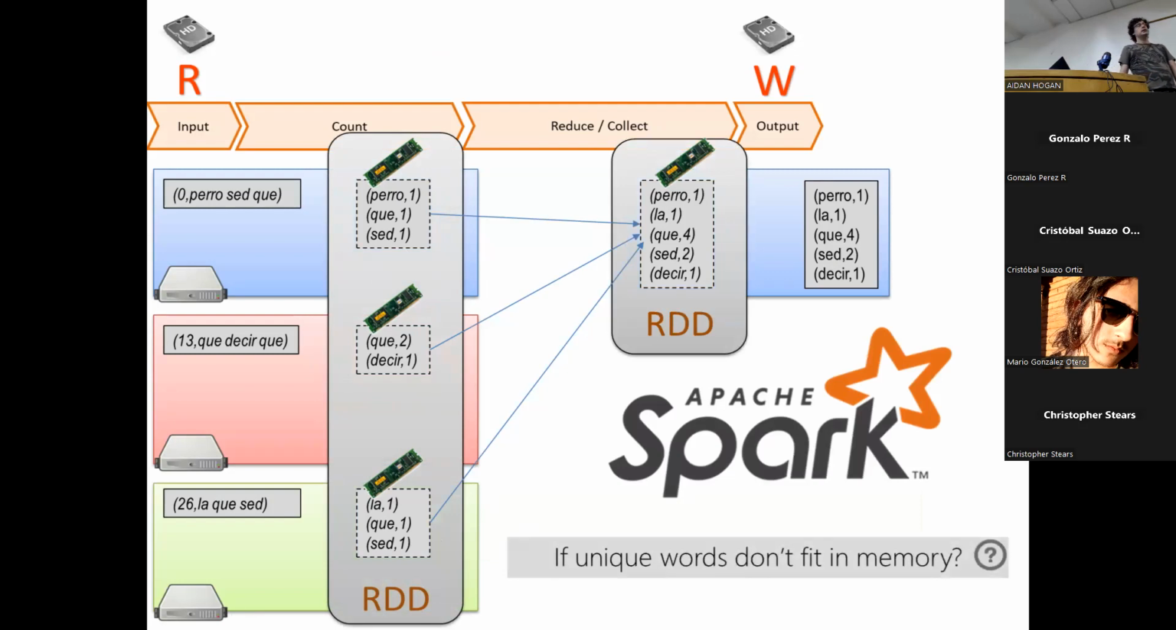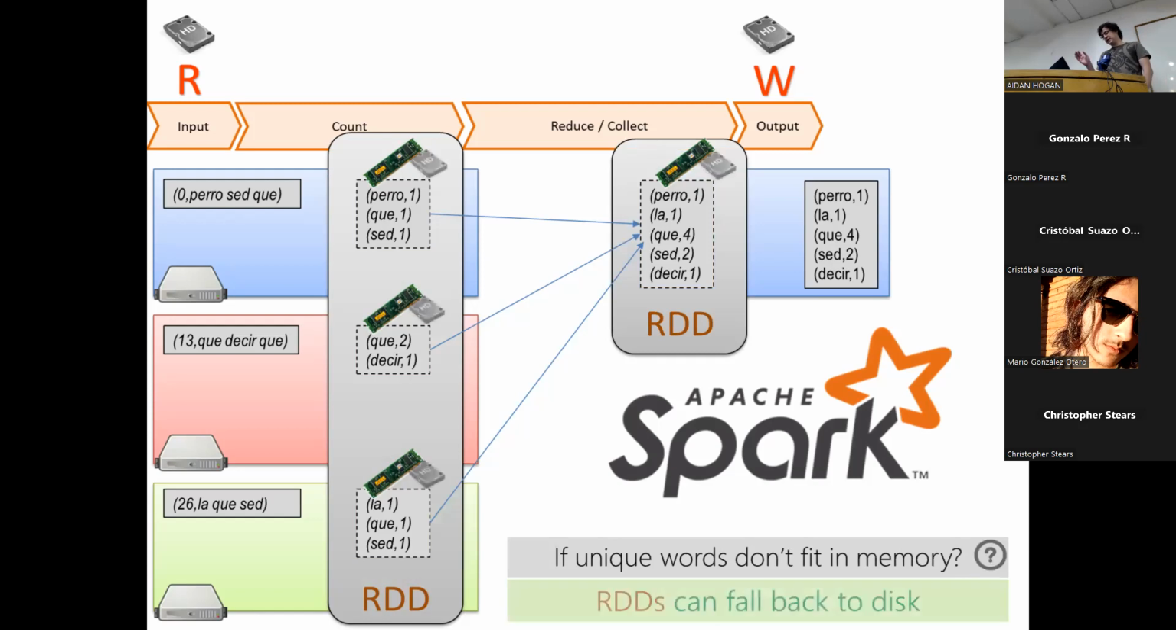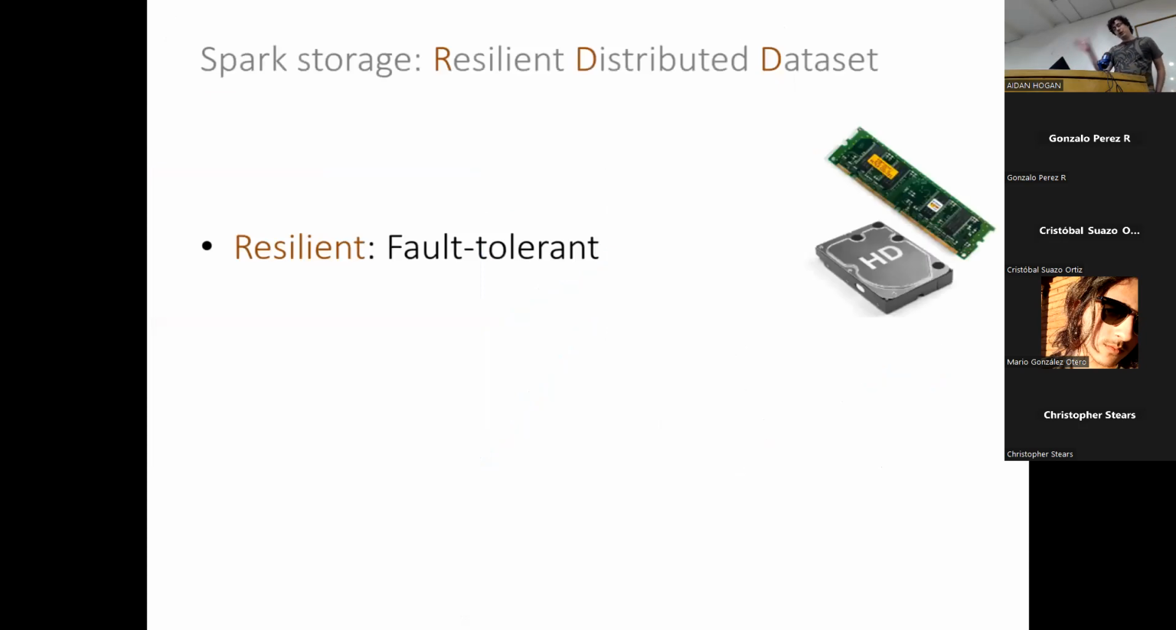So if the unique words don't fit in memory, what Spark will do is it will basically start using the disk. If the RDD is set appropriately, it can spill over onto the disk and use the disk. When it starts using primarily the disk, it's quite similar to Hadoop or MapReduce, as we saw. How we program in Spark is quite different, but the overall framework, the idea is very similar.